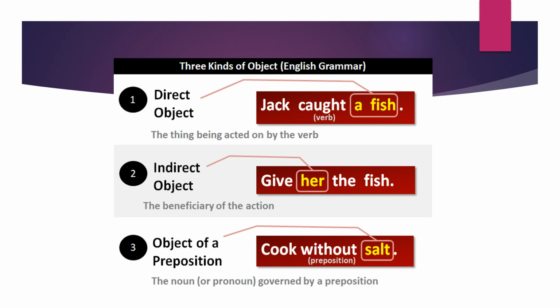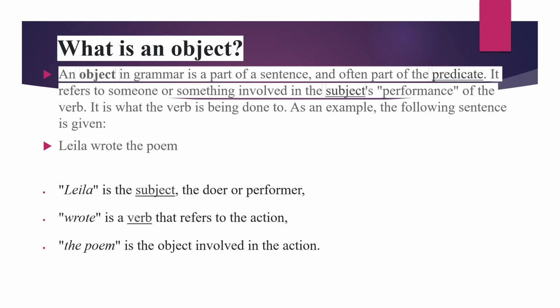An object of a preposition is, for example, cook without salt. So without is a preposition and salt is its object. So this is the object of a preposition: the noun or the pronoun governed by a preposition. As you can see, cook is the verb, without is the preposition, and salt is the object of the preposition.